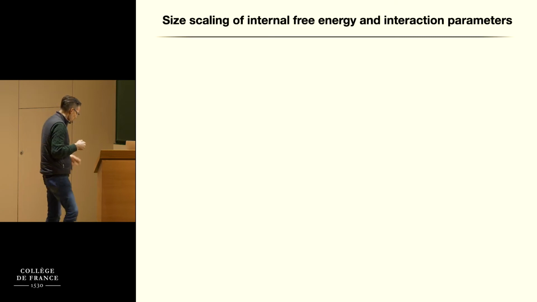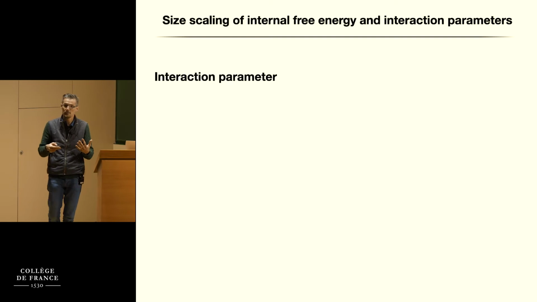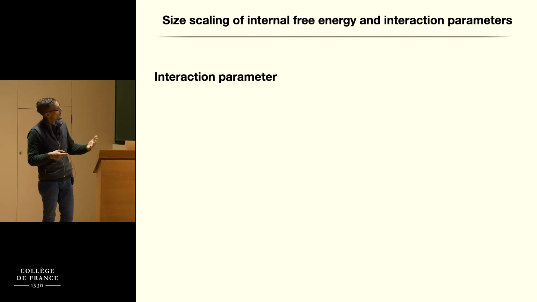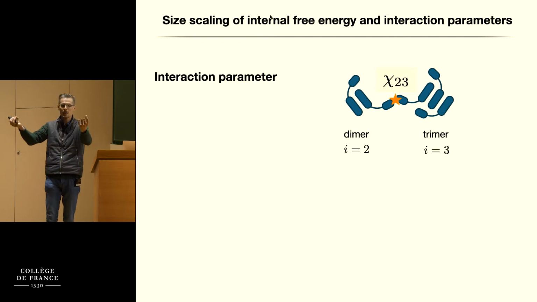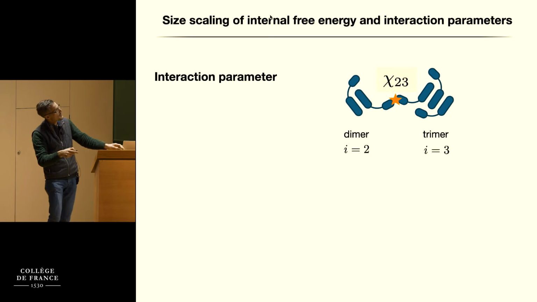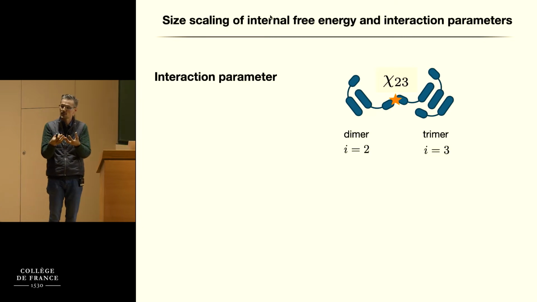Okay. But before we get started, I have to talk about size scalings and the interaction parameters. Because what are the parameters that I have? First, we have this chi interaction parameter that told me about how much energy I get when I bring two molecules together. And for example, here, when I have chi 2,3, what does that mean? I bring a dimer together with a trimer. Yeah? And then chi 2,3 characterizes somehow the associated energy with that bond.